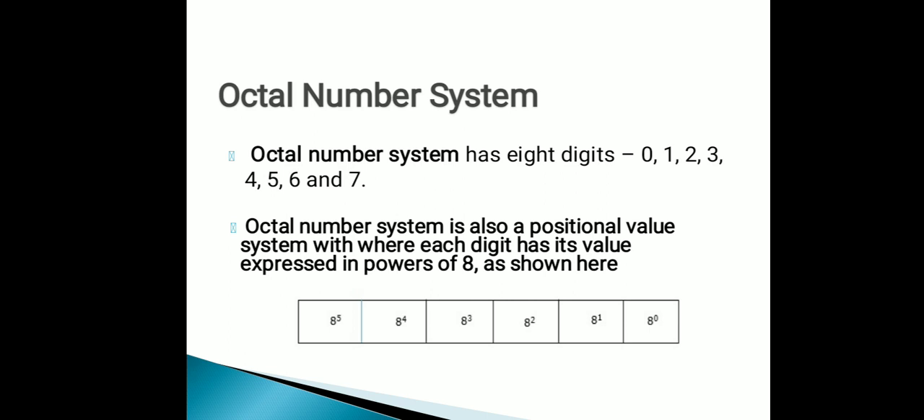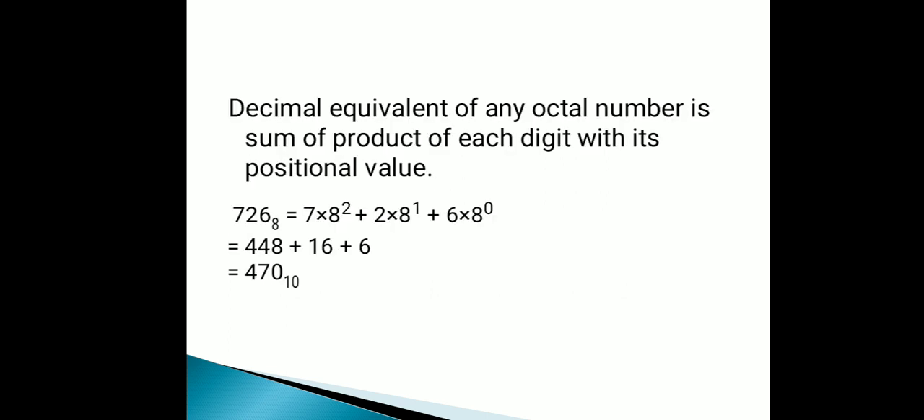Whenever you write the digits from right to left, start with 8 to the power 0, then 8 to the power 1, 8 to the power 2, 3, 4, 5 and so on. The decimal equivalent of an octal number is the sum of the product of each digit with its positional value. What is the meaning of this? The procedure of octal to decimal conversion is similar to the binary to decimal conversion.